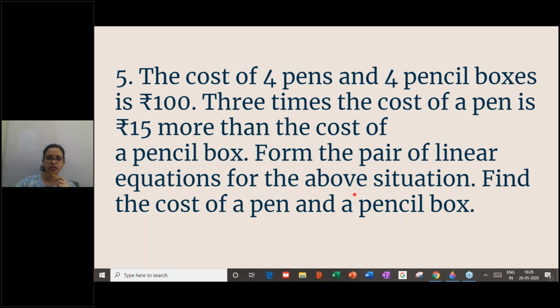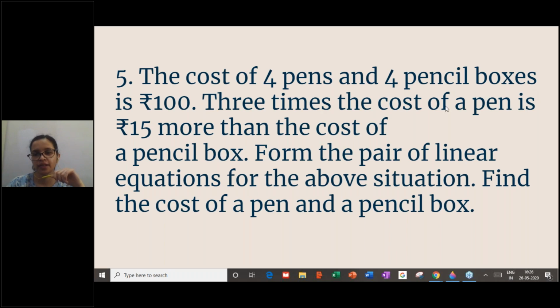Now solve. In this case, they have not mentioned which method to be used. So you can use elimination, you can use cross multiplication, you can use substitution. Cross multiplication is a bit tricky, so use that only when you're really sure.